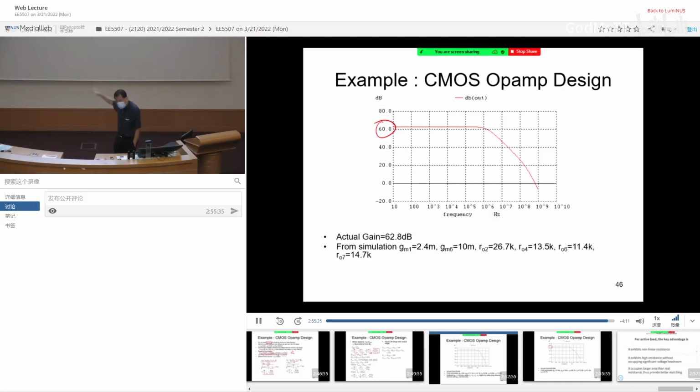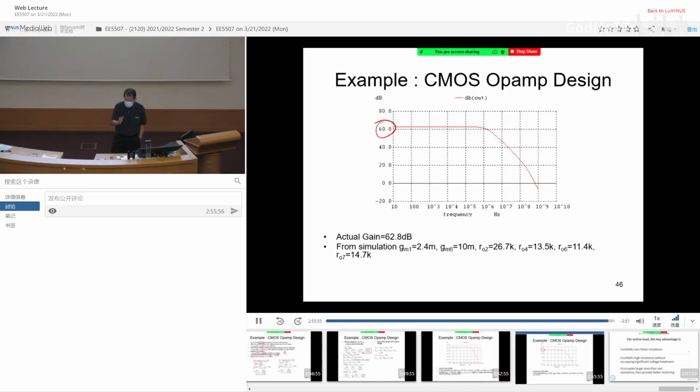But the important takeaway is this. We don't want to use resistors because of the headroom. So in the op-amp design, we introduce the concept of the so-called active load. Active load, you get high resistance with very little voltage headroom. That is the beauty. And then the second takeaway is, in design there is no right and wrong.